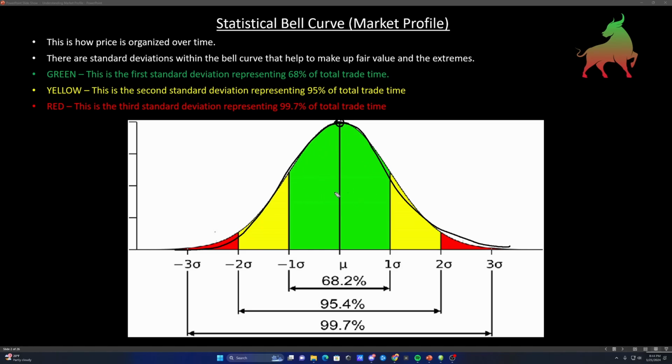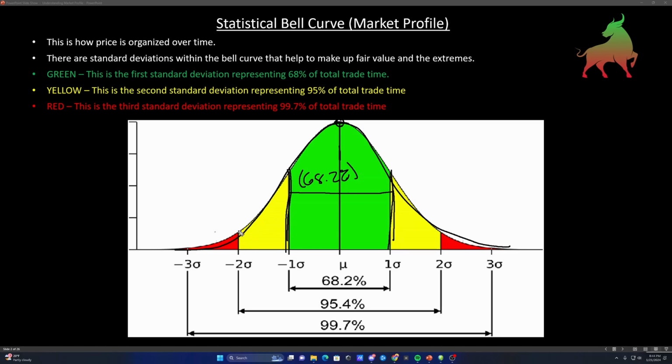The green area right here represents the first standard deviation, which is a measurement based on this area in the middle here, which is the point of control. The total first standard deviation here is 68.2% of total time, okay? So 68.2% of total time was spent within this green area.